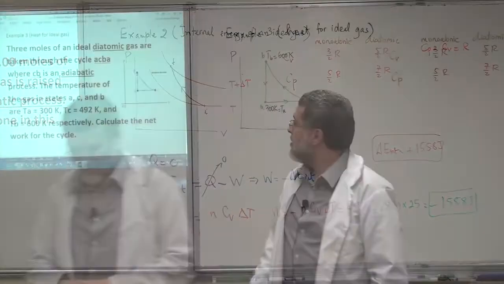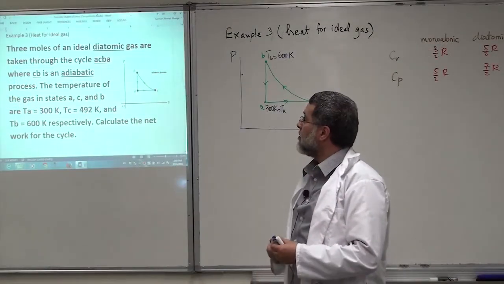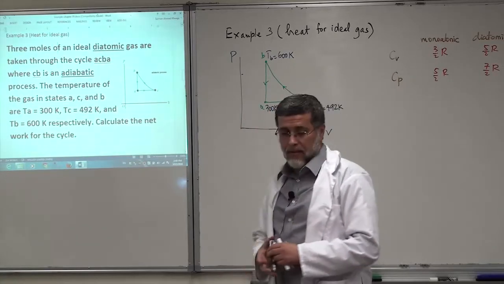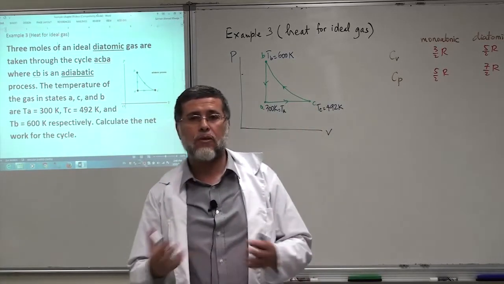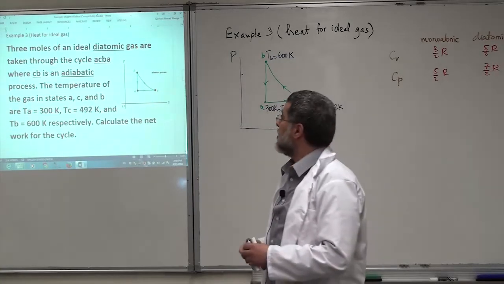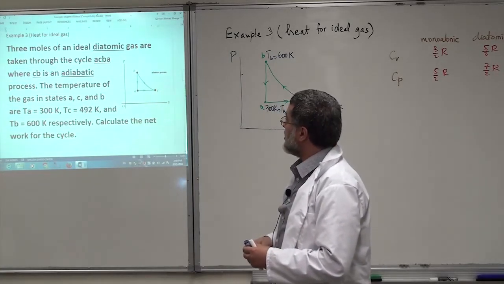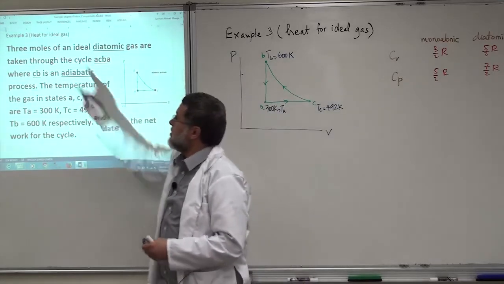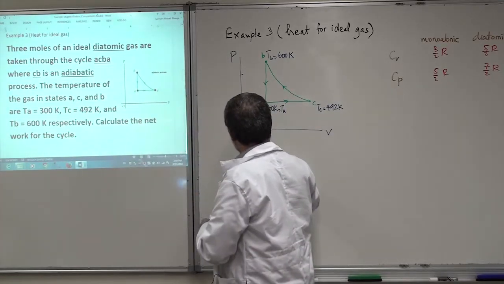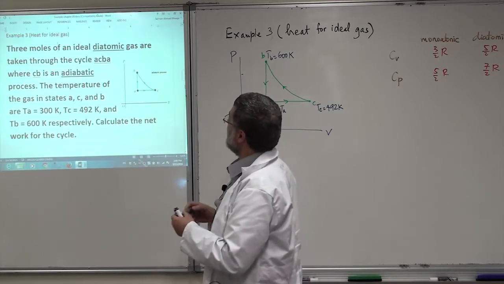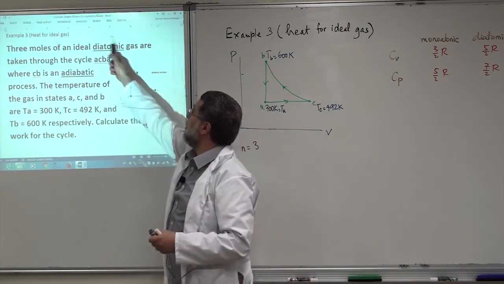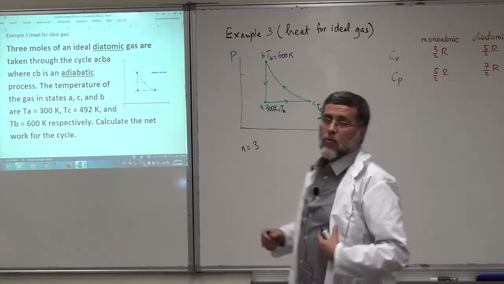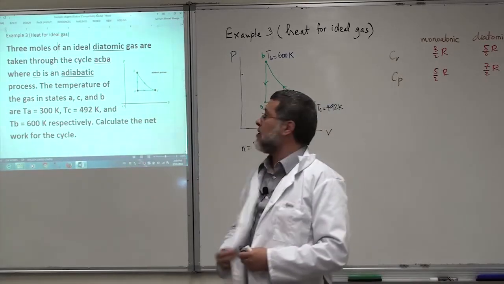Okay, let's look at this example number 3. This is related again to the internal energy, heat and work, and so on for an ideal gas. Here we have a PV diagram, as you can see, and we have 3 moles of an ideal diatomic gas. So the number of moles in this problem is 3. We are highlighting the word diatomic because we want to know which expression for CP or CV to use.